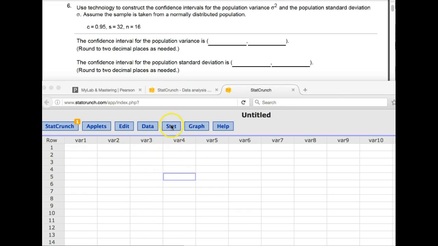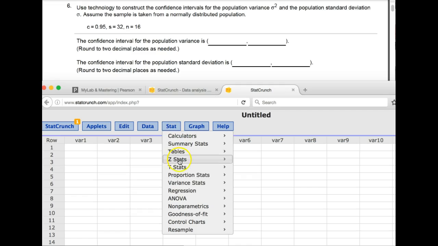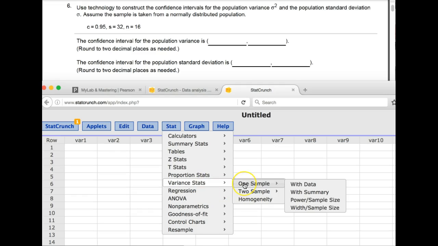To get this set up, the first thing that we need to do is click on Stat, and afterwards go to Variance Stats. Since the first thing that we're trying to do is find the population variance, we go to One Sample, and after that we go to With Summary, since we're given information about the sample standard deviation and the sample size.